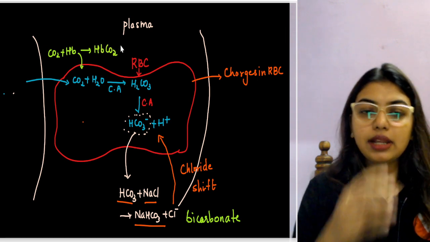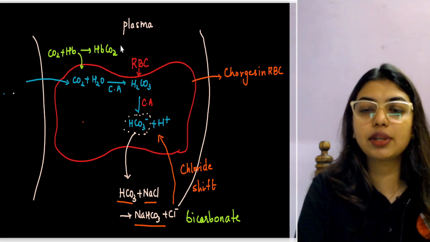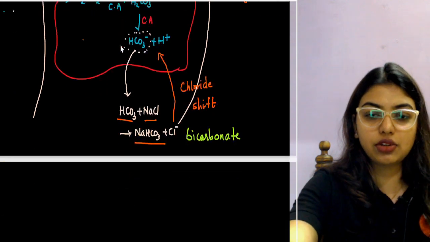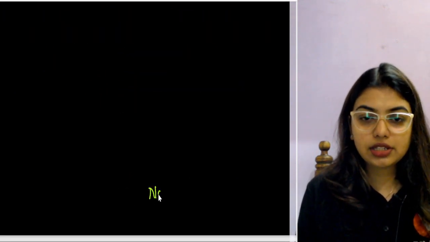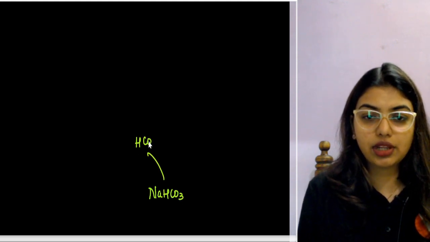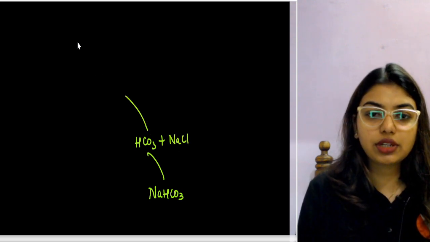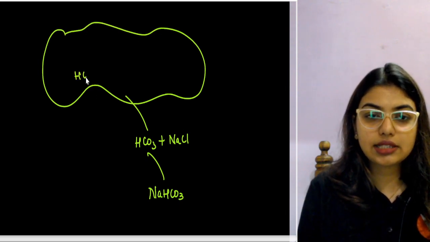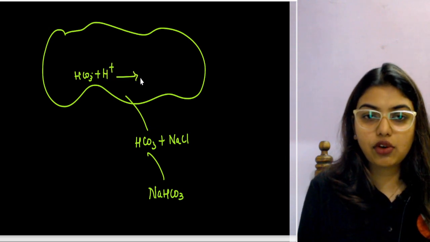This also will break when I have to release this carbon dioxide. Remember that this carbon dioxide release is going to happen from the bicarbonate, like it's going to be a reverse reaction, no? So what is going to happen here? NaHCO3 is going to break and form HCO3 plus NaCl. This HCO3 is going to enter the RBC, and combine with this H plus, which we broke there, to form H2CO3.